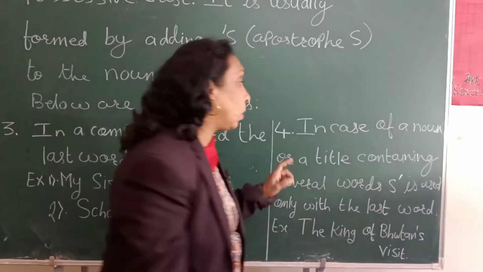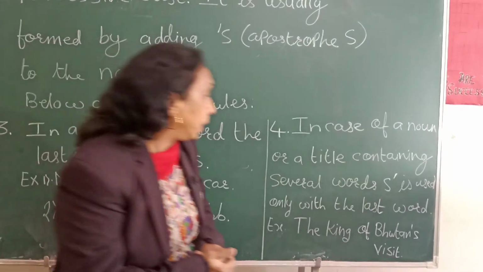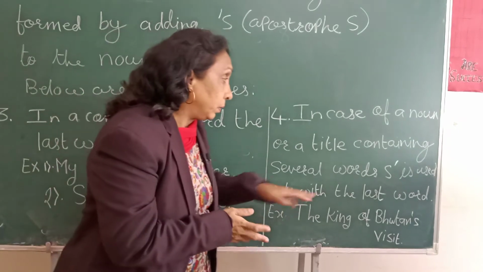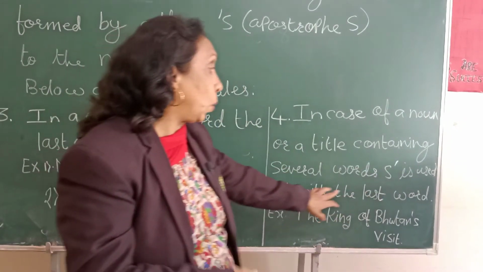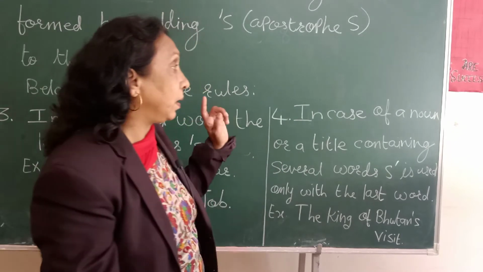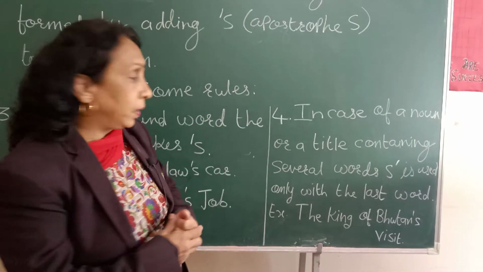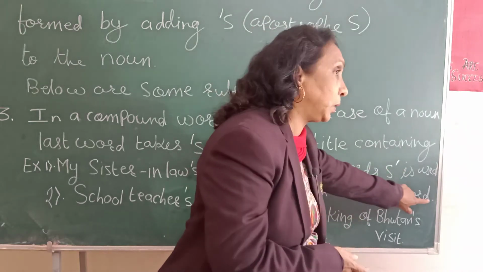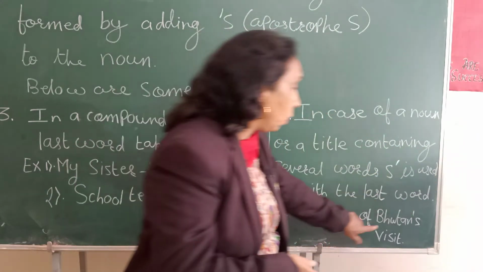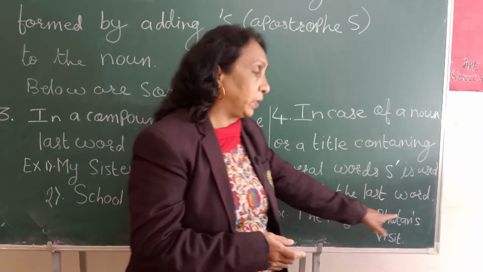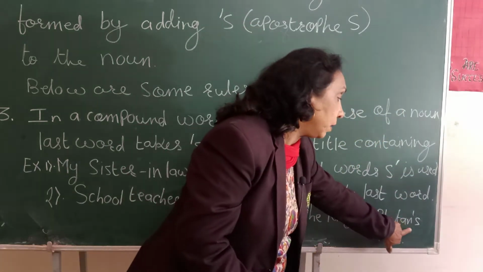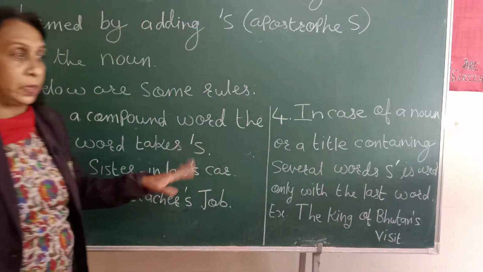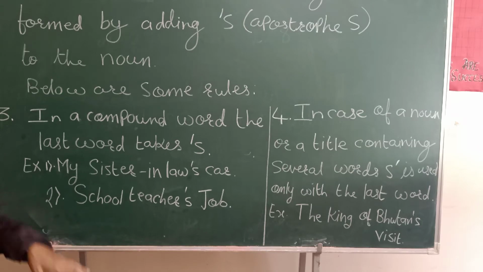Now let us go to the fourth rule. In case of a noun or a title containing several words. Now some words are very big. So apostrophe s is used only with the last word. Again I repeat, in case of a noun or a title containing several words, apostrophe s is used only with the last word. Now look here, the King of Bhutan's visit. The King of Bhutan is visiting. So after Bhutan, I have written apostrophe s, then visit. Understood? So these four rules are there. Still three more rules we are going to see.